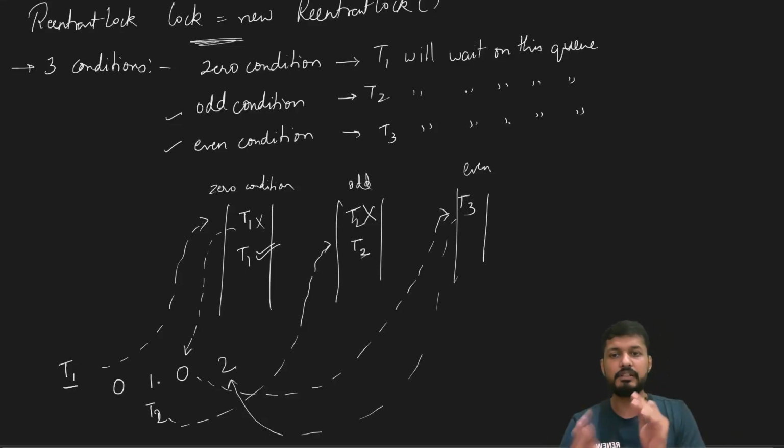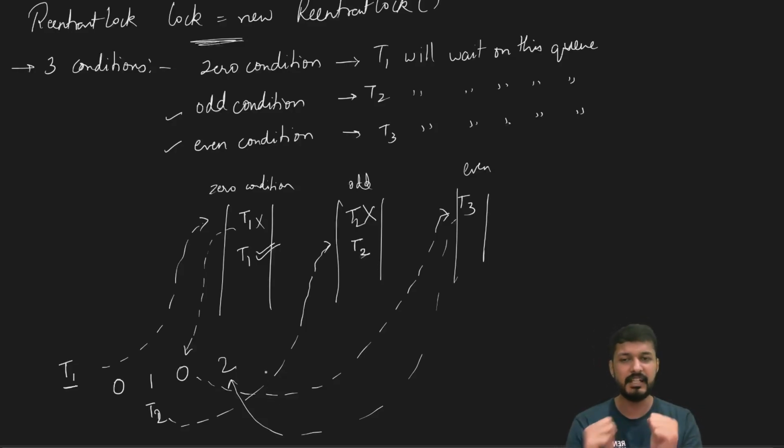So we have to do this alternately, right? So 0, then 1, then 0, then 2. So what will happen? First time T1 will ask T2 to come out and print. Second time T1 will ask T3 to come out and print. Third time T1 will again ask T2 to come out and print. And fourth time T1 will again go to T3 and tell the thread to come out and print even numbers, right? So this is how we will do it.